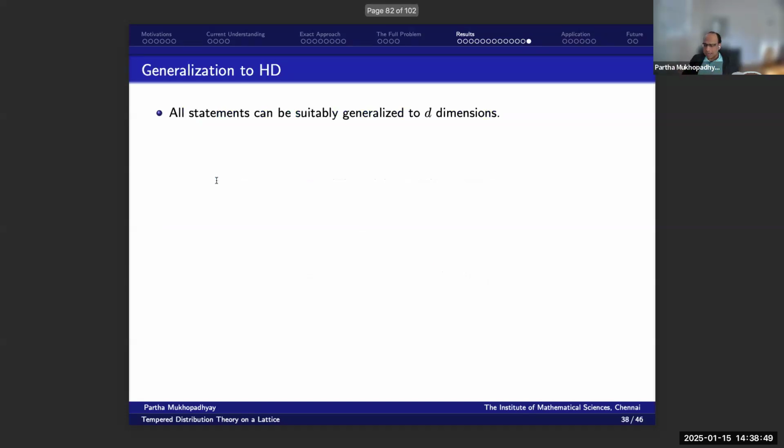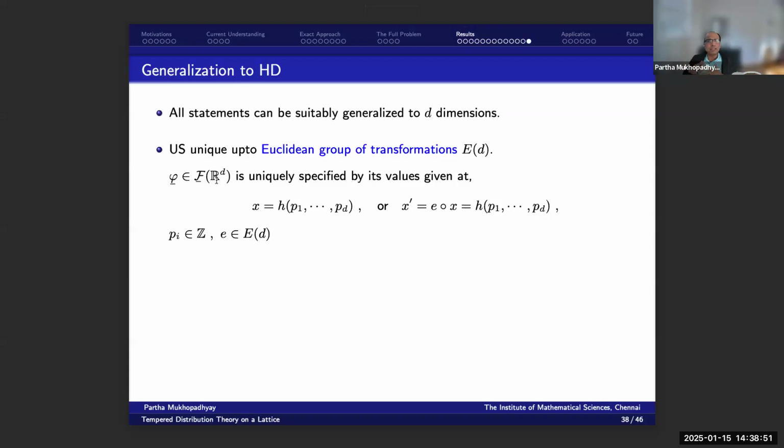And the higher D version of that is the Euclidean group of transformation. So all the Schwartz functions on the lattice that I have considered, and take the corresponding continuation, that is phi lower bar, then that phi lower bar can be uniquely fixed by specifying the function on one lattice or any Euclidean group transformed lattice, that is x prime, x or x prime.